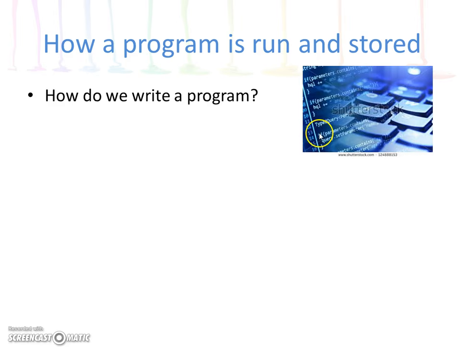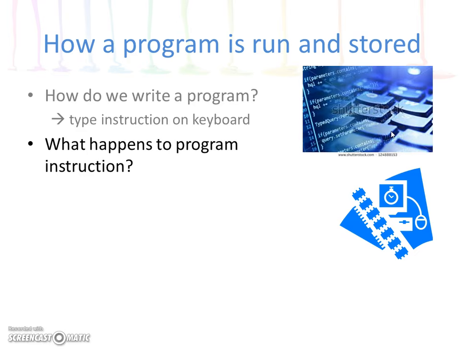All right, how a program is run and stored. So how do we actually write a program? You type instructions on the keyboard. So you type in some data for the computer. Then what happens to the program instructions? They are stored in computer memory.